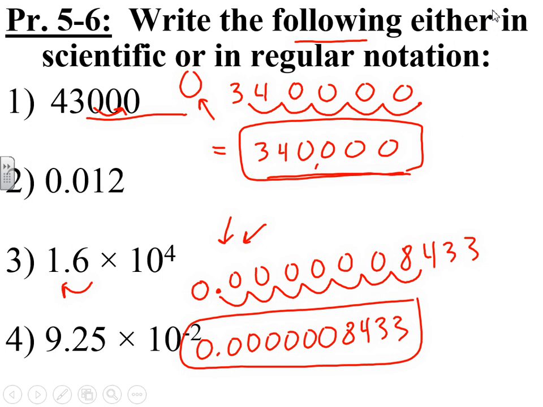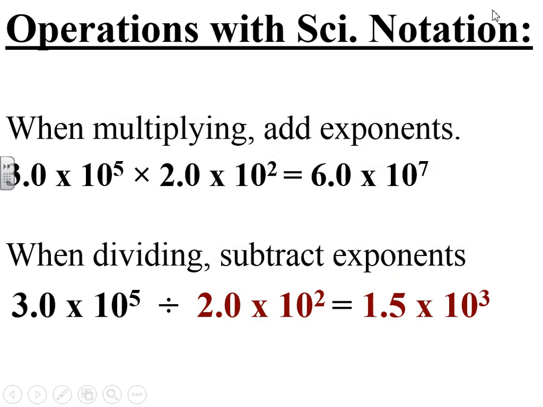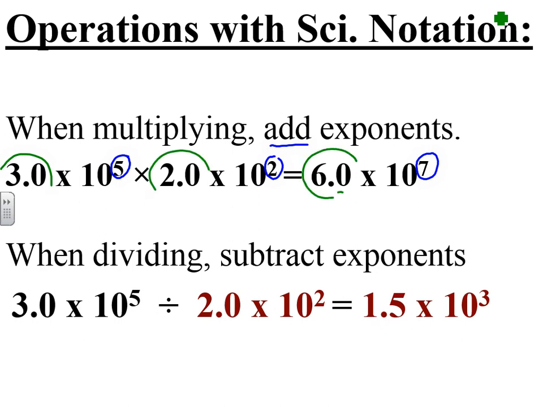Okay. Let's talk about operations with scientific notation. So the rule says if you multiply numbers, you would add the exponents. This rule actually comes from algebra. Anytime you're multiplying numbers with exponents, you get to add the exponents. So this 2 and this 5 get added up to give you a 7. Now, the numbers themselves still get multiplied. The 3 is multiplied by the 2 to give you the 6. So you still get 6 when you multiply the numbers, but the exponents get added.